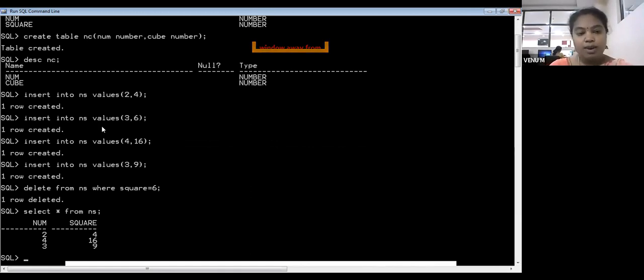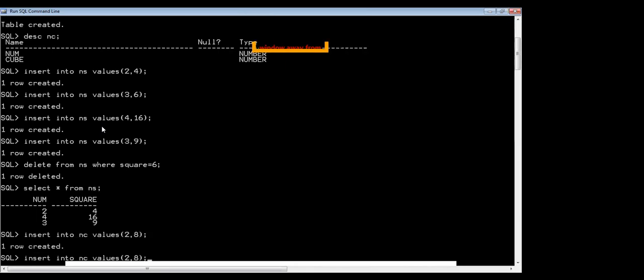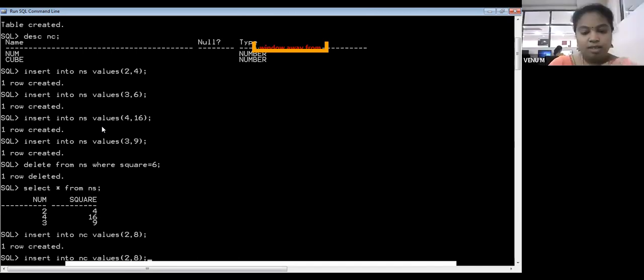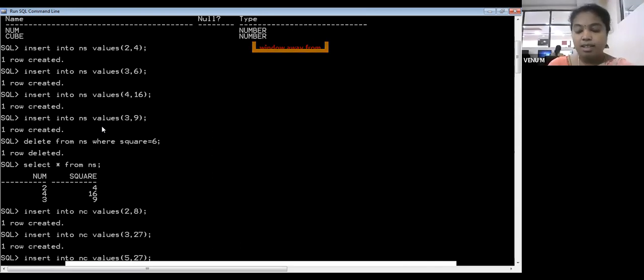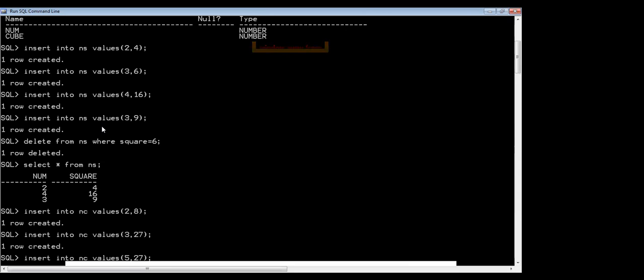Next we have to observe the cubes table. You have to insert cube values into NC. 2 cube value: what is it? 8. Next, 3. The 3 cube value is 27. Next, for example, we are not giving 5 here. We are giving 5 instead of 4. What is the 5 cube value? 125.